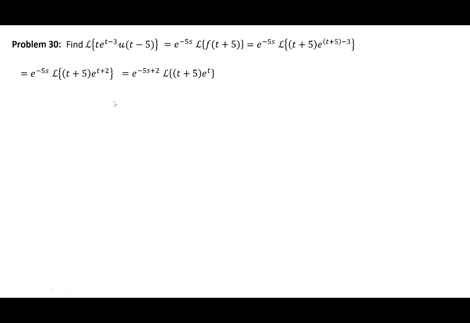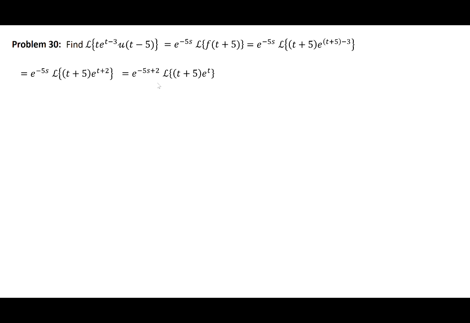And so we have e to the negative 5s plus 2. Where did that come from? That e square that I pulled outside. I included that with e to the negative 5s. Okay. So this is what it boiled down to. Now let's look at this one. Do we know how to find Laplace of t plus 5 times e to the t?